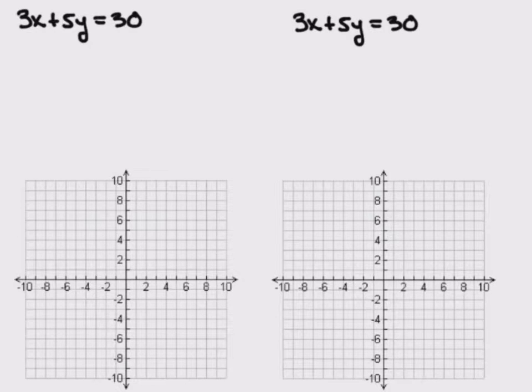And so I'm going to let you put this into slope-intercept form and graph it. So why don't you pause the video and do that, and we will reconvene afterwards.